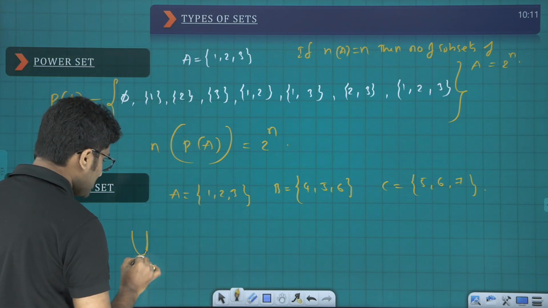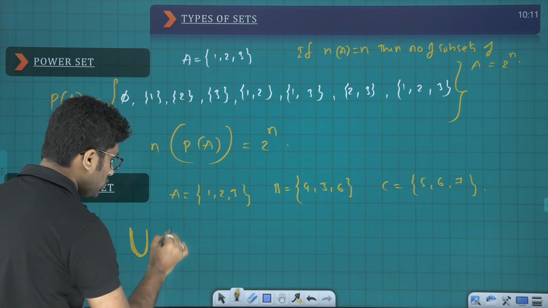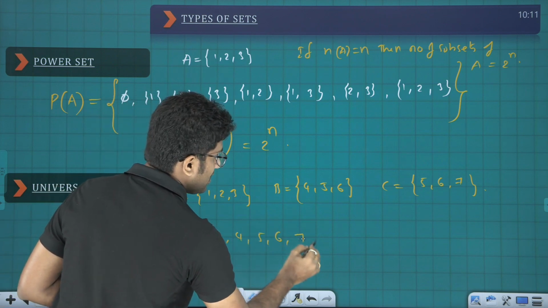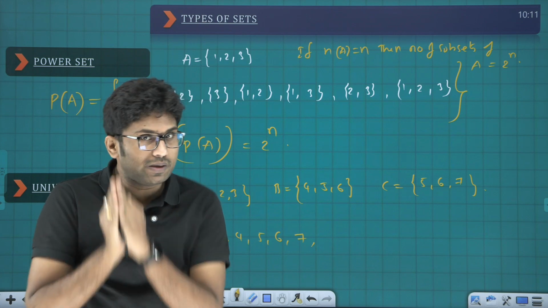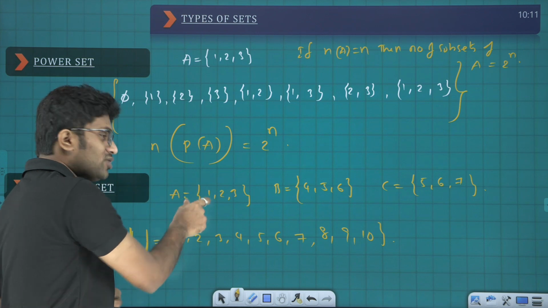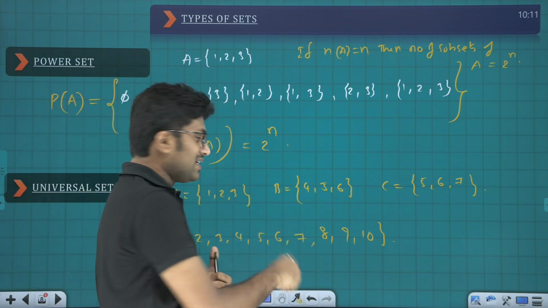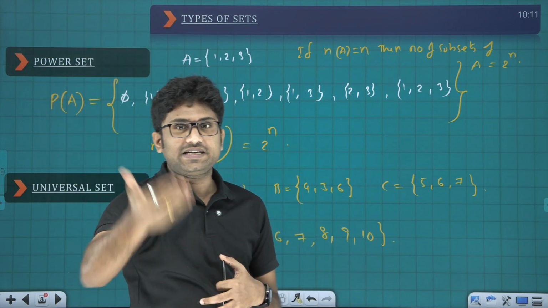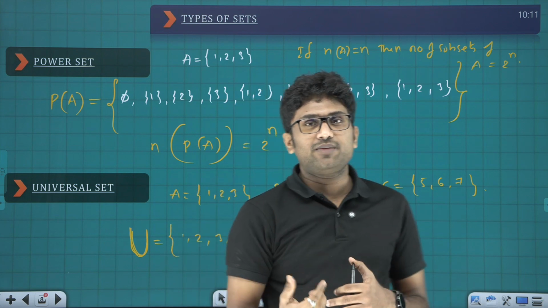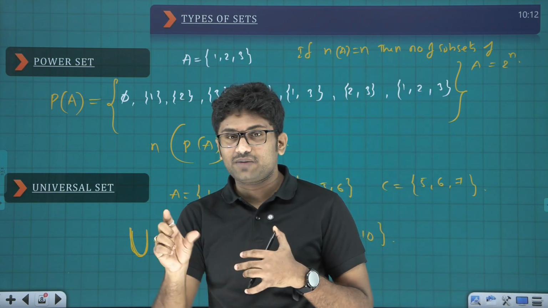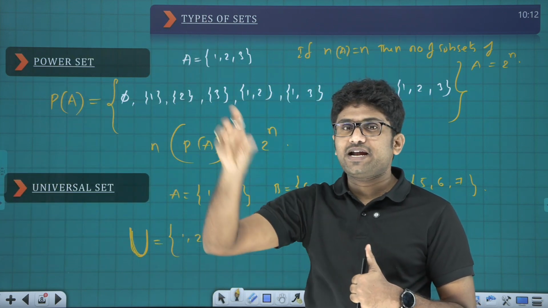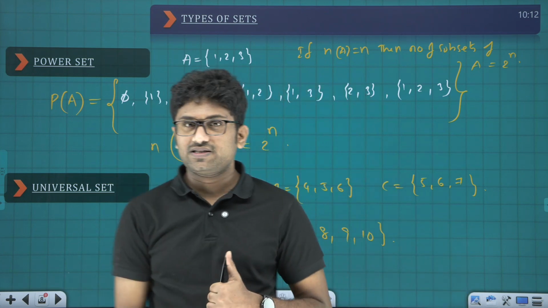In general we denote the universal set with capital U, and in this context it will be {1, 2, 3, 4, 5, 6, 7}. These elements must be there. Apart from this, 8, 9, 10, anything can be there. Because every set should be a subset of the universal set, or we say the universal set is a superset of every set. So in simple words, we define the universal set as the set consisting of all the elements under consideration. Under a particular context, if a set consists of all the elements related to that context, then such a set is called the universal set.